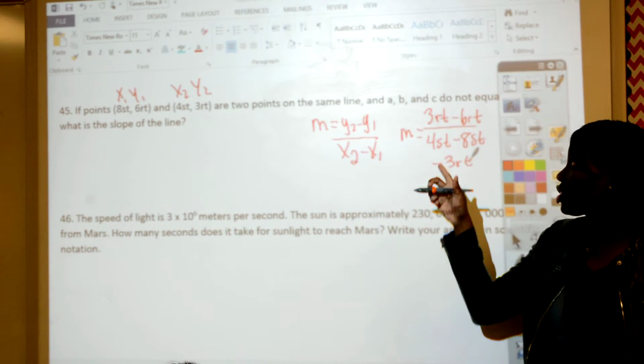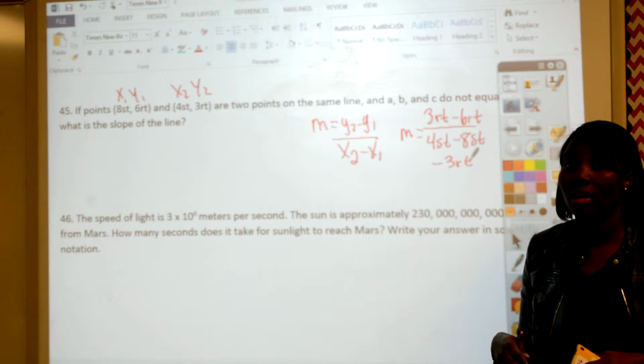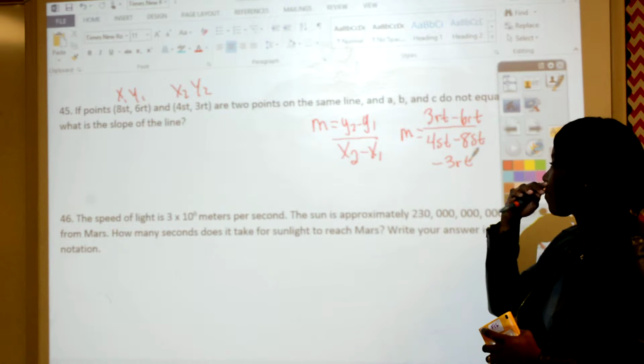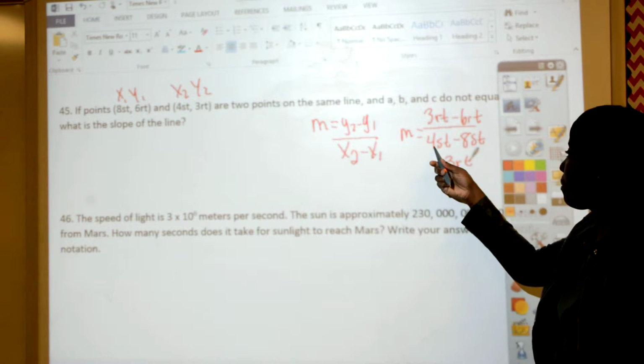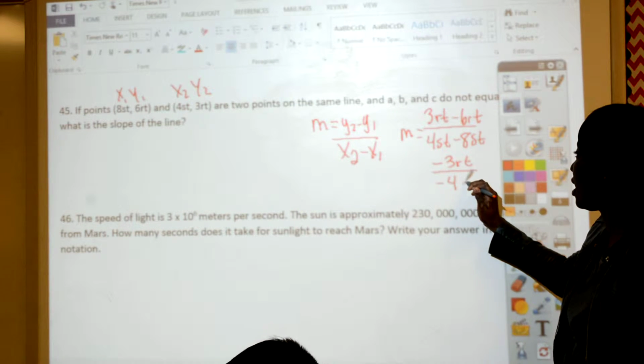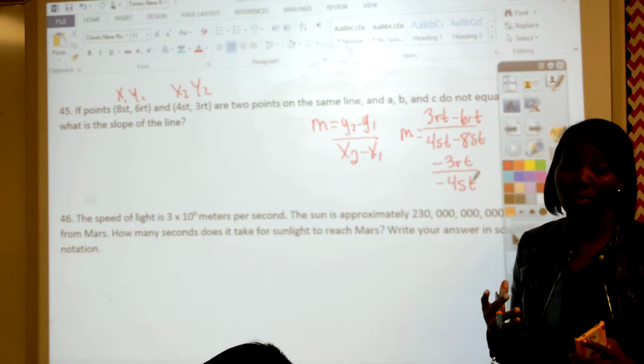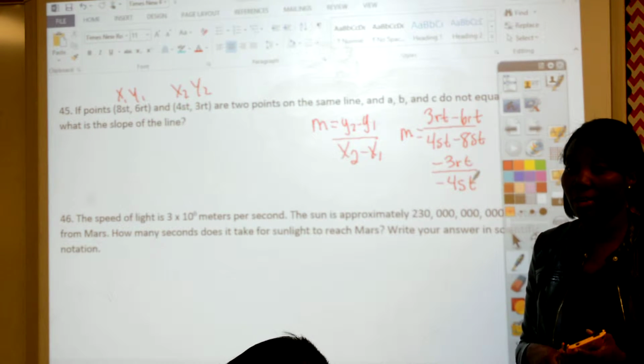Remember with subtraction, the exponent rules do not apply, nothing's changing. All we're doing is just combining like terms. At the bottom, 4ST minus 8ST gives us a negative 4ST. So the first step is just to combine those like terms using addition and subtraction.